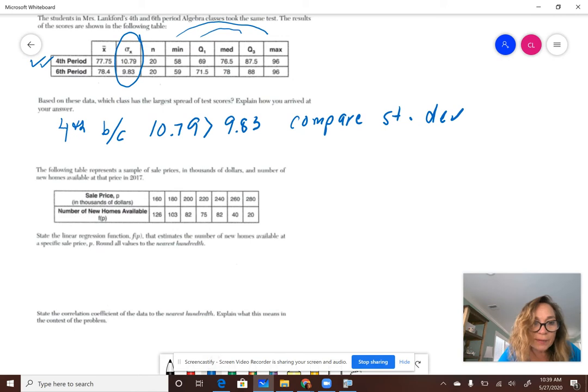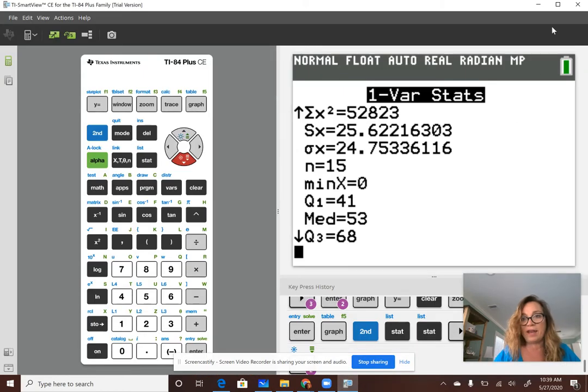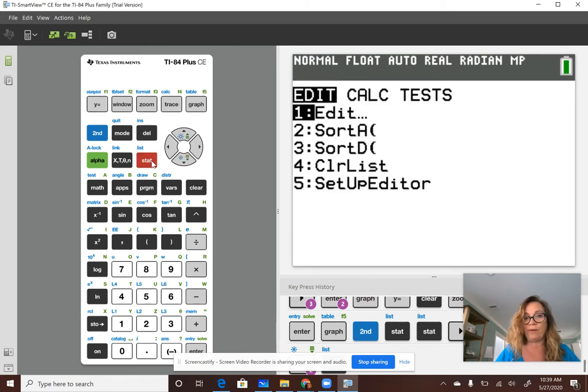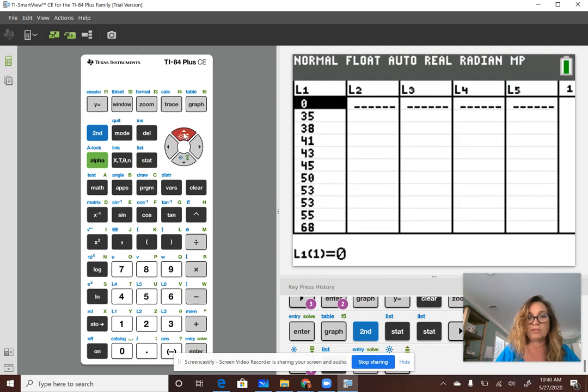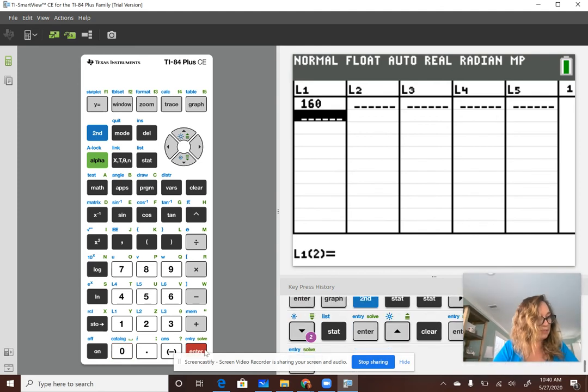The following table represents... okay, so I got to go to my graphing calculator and I have to enter this. Now there's two schools of thought here because this says in thousands of dollars. Some people just will enter it with the thousands of dollars. I am not. I'm going to enter the data without the thousands of dollars, and I'm just going to remember in my answer to say thousands. So I go up to the header, I hit clear, enter. That's one way of clearing it out. And now I have to type this stuff. Okay, so I have 160.